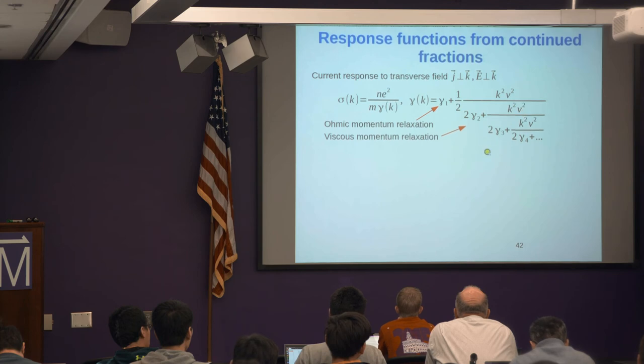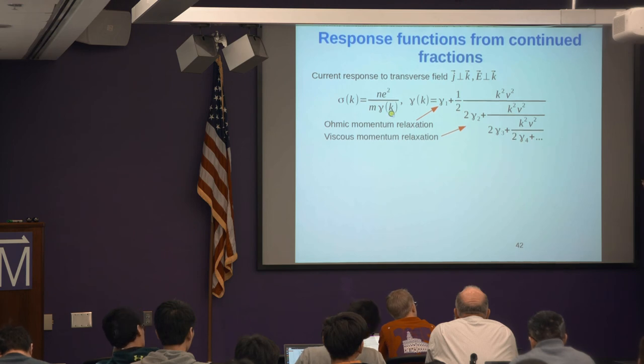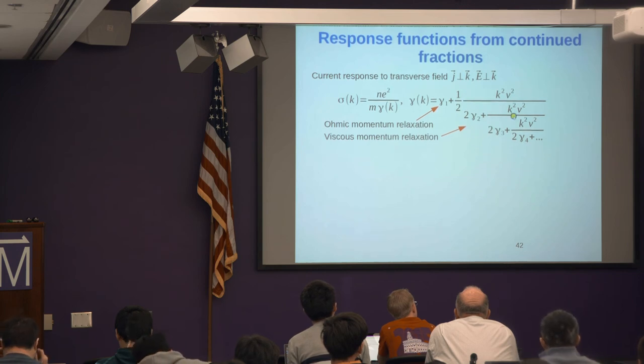For example, the simplest one: if you have a uniform state, where the electric field is uniform, k is equal to 0, then you can forget about this part. Only this part survives, and you get the familiar Drude formula. On the other hand, if momentum relaxation does not happen, no phonons, no disorder, then gamma 1 will be 0, and then only this part will survive.